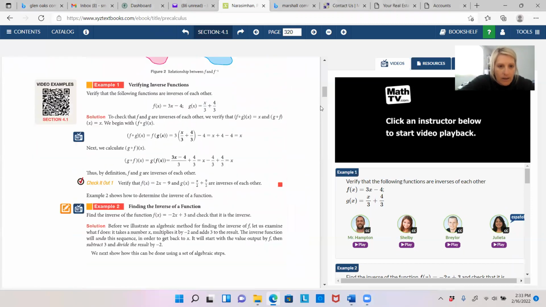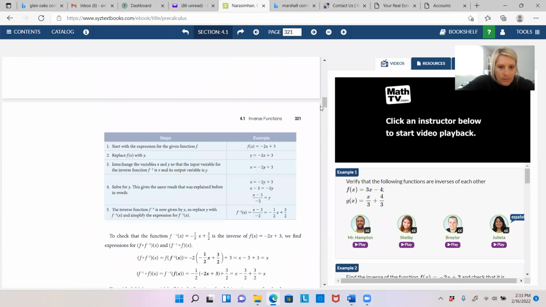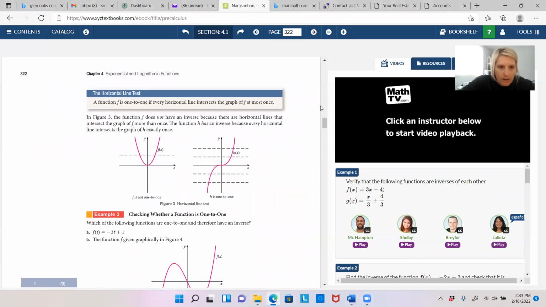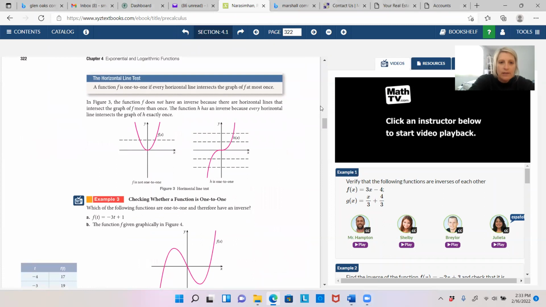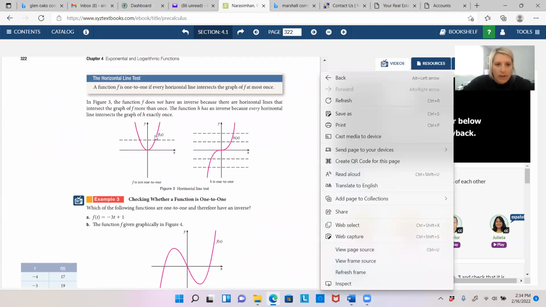Let's go ahead and look here on page 322. You can see these two graphs up here. The one on the left is not a one-to-one function, because when you draw a horizontal line left and right, it goes through two different points. So two different inputs give you the same output, and that's not considered a one-to-one function. It does pass the vertical line test, but not the horizontal line test. The graph on the right is one-to-one because it passes both the vertical and the horizontal line test.